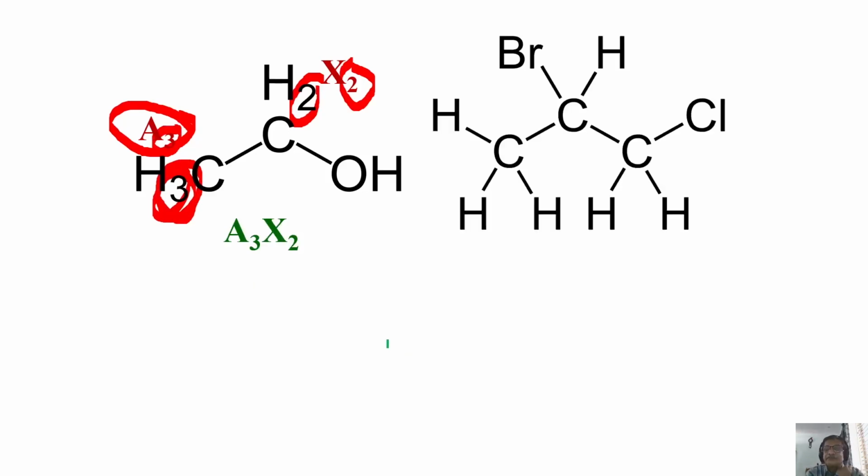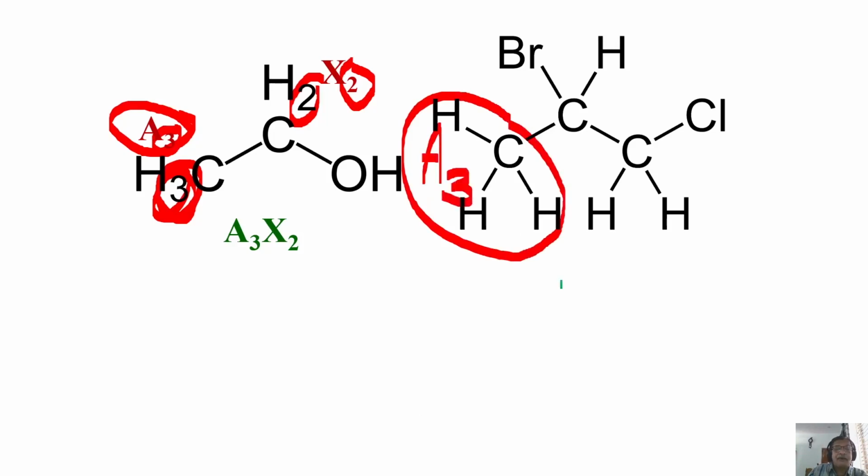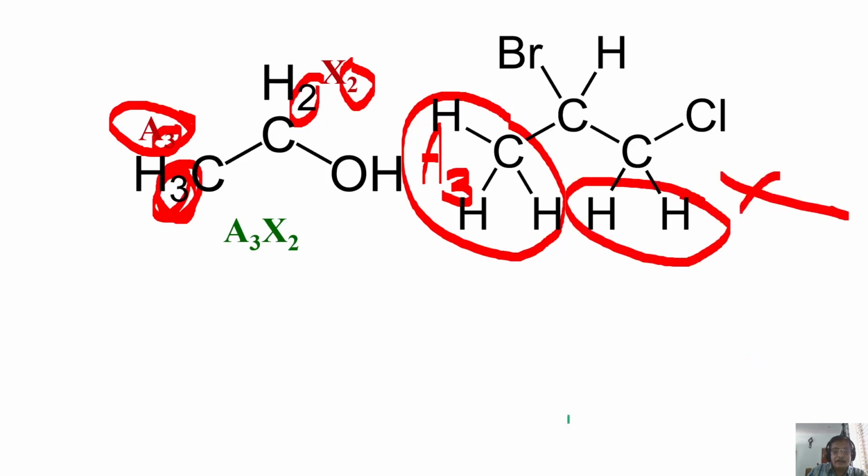What about this one? Very interesting. There are 3 protons here, all equivalent. I call it A3, no problem. There are 2 protons here, both equivalent. I call it, let us say, X2. This only one is left. So for equivalent protons, I write the subscript by number.